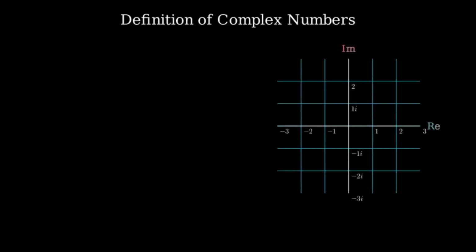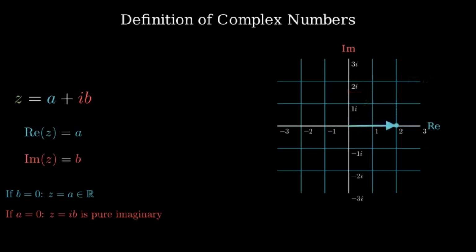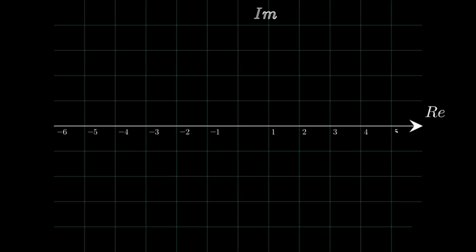A complex number z can be written as a plus ib, where a is the real part and b is the imaginary part. In the complex plane, the real part is plotted on the horizontal axis and the imaginary part on the vertical axis. The point (a, b) represents the complex number z equals a plus ib. When we project this point onto the real axis, we get the real part Re(z) equals a. Similarly, the projection onto the imaginary axis gives the imaginary part Im(z) equals b.